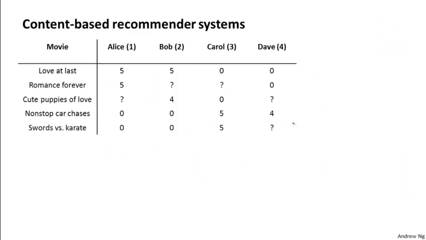Here's our data set from before, and just to remind you of a bit of notation, I was using nu to denote the number of users, and so that's equal to 4, and nm to denote the number of movies. I have 5 movies. So how do I predict what these missing values would be?